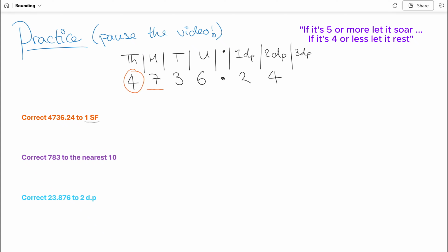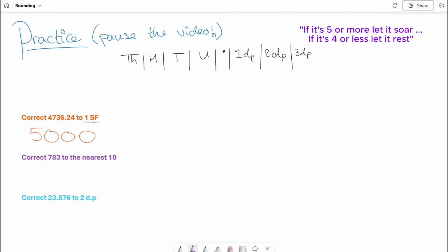It's 5 or more, so we're going to round up. So this 4 is going to turn into a 5 and the rest of them are all going to turn into zeros. We can leave it like that, but the zeros that are at the end in the decimal places don't need to be there, so our answer is 5,000, to one significant figure. Let's quickly reset and do the next one.